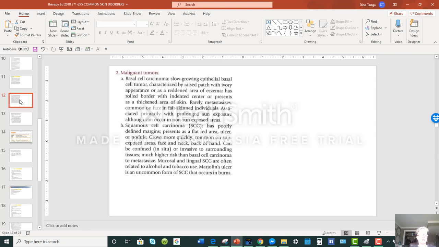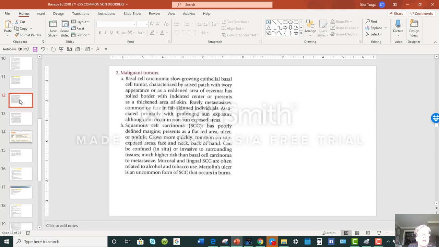Malignant tumors. Basal cell carcinoma: slow-growing epithelial basal cell tumor, characterized by raised patch with ivory appearance or as a reddened area of ischemia. Has rolled borders with indented center or presents as a thickened area of skin. Rarely metastasizes, common on face in fair-skinned individuals. Associated primarily with prolonged sun exposure, although can occur in non-sun exposed areas.